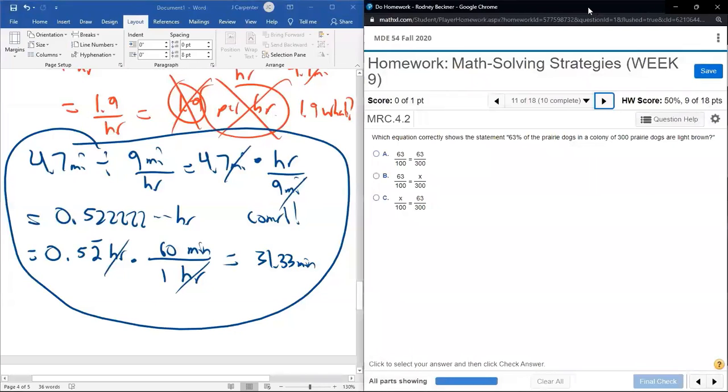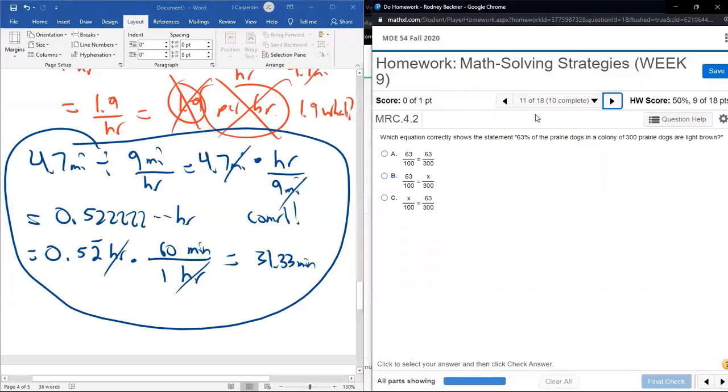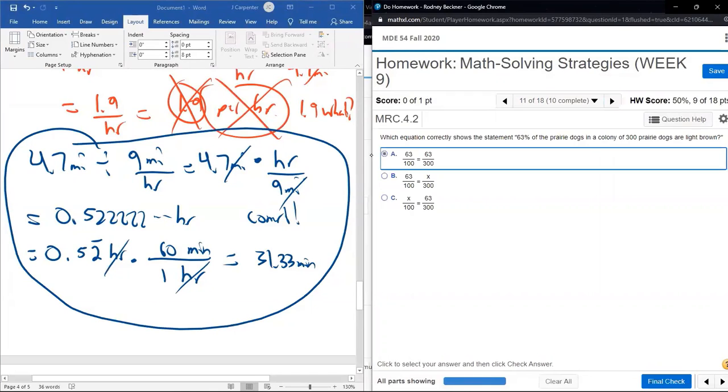All right, last one, and we'll call it a day. Which equation correctly shows the statement that 63% of the prairie dogs in a colony of 300 prairie dogs are light brown? So we know the percentage of them, we know the total of the colony, but we don't know the part that are actually brown. We don't know something, so it can't be A. It's got to be B or C.